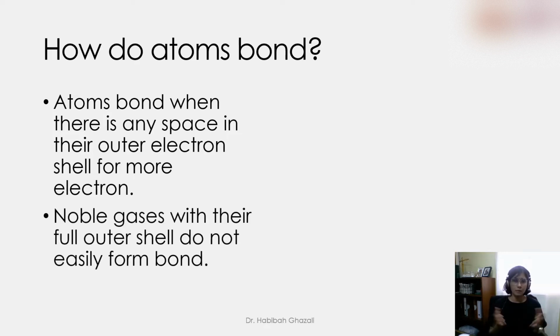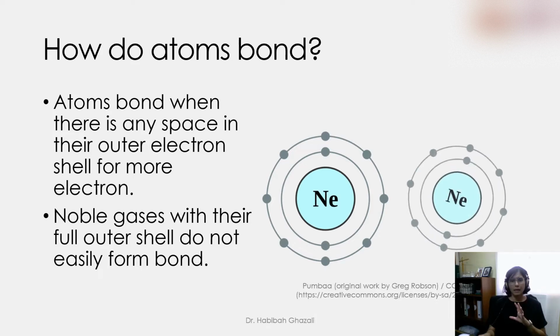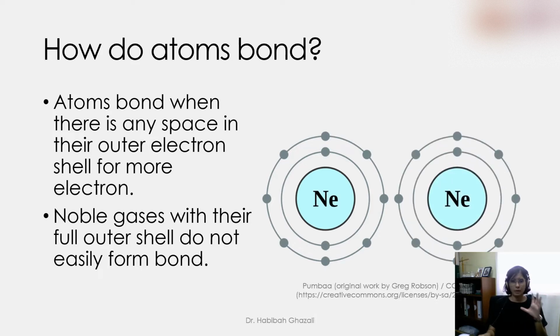Noble gases, with their full outer shell, do not easily form bonds. Noble gases such as neon here, because of their full outermost shell, cannot easily bond with other things. Helium, neon, argon, krypton, xenon, and radon are all noble gases. They all have a full outermost shell, so they cannot be easily bonded with other things.